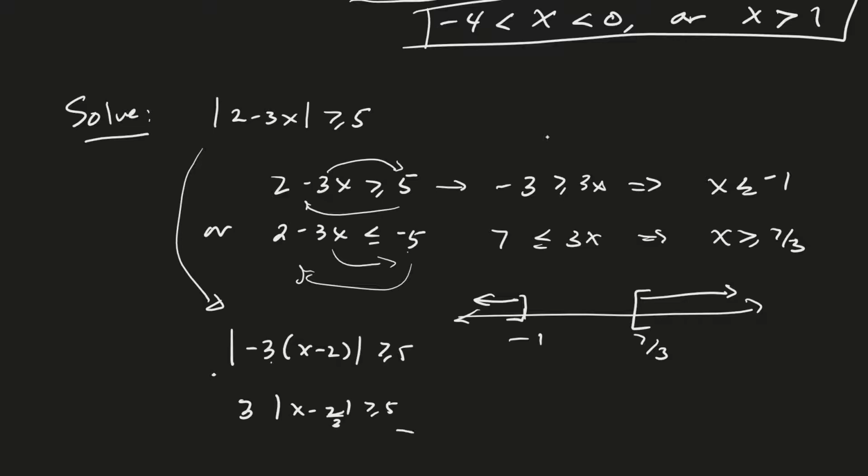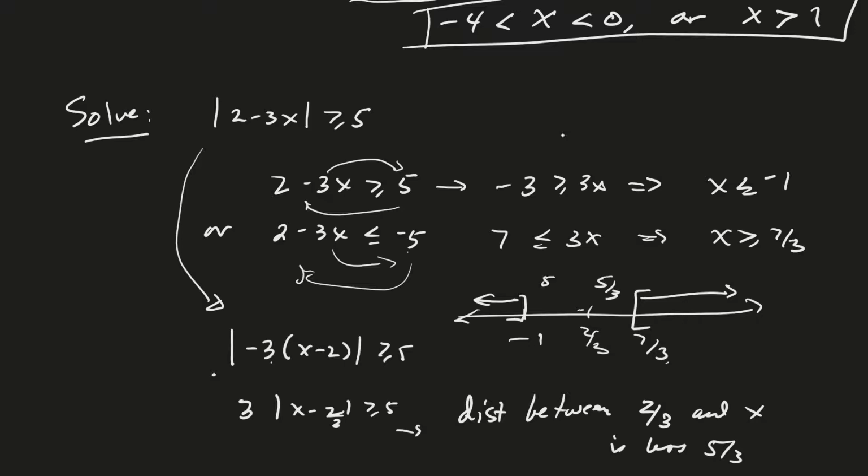And so now we get that the distance between 2/3 and x is greater than or equal to 5/3. And so my 2/3 is here, and notice that if I go positive 5/3, then I'm at 7/3. If I go negative 5/3, I'm at negative 1. So my 2/3 is sitting in here somewhere, right? And so the distance here is 5/3, 5/3 distance here, 5/3 distance here.